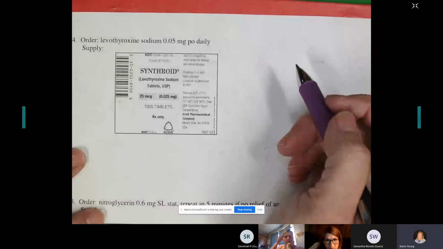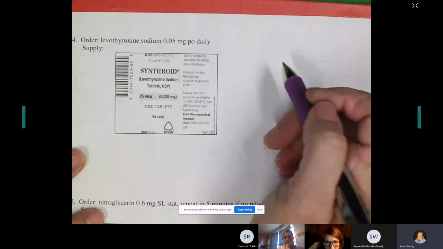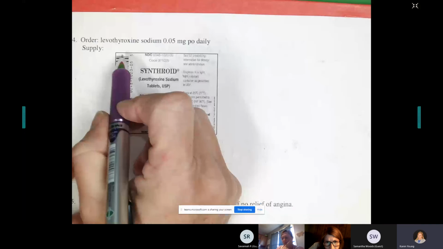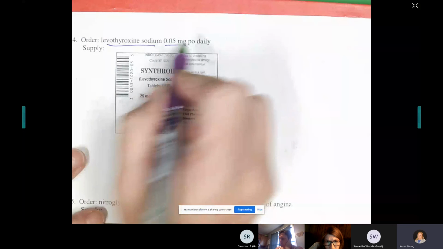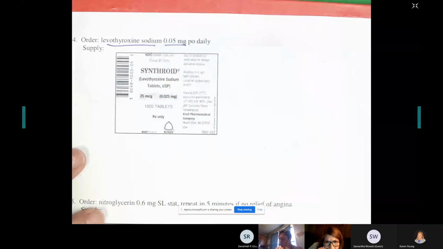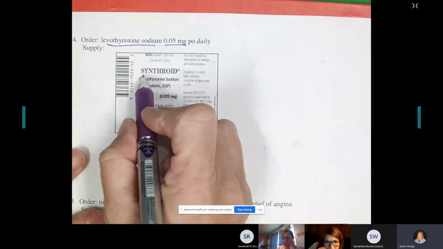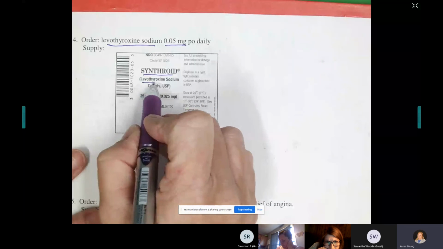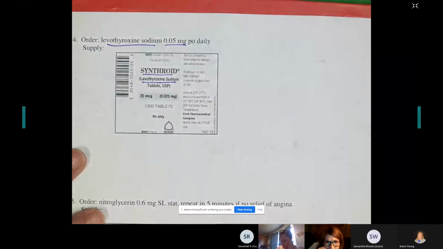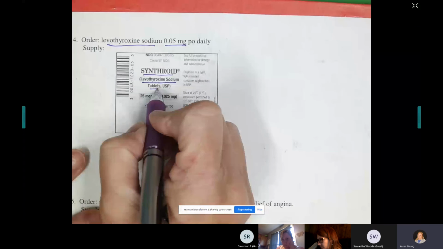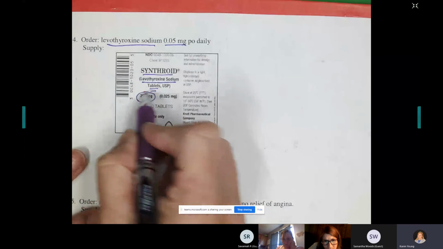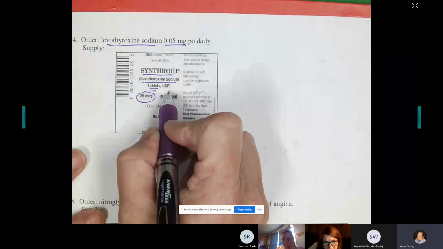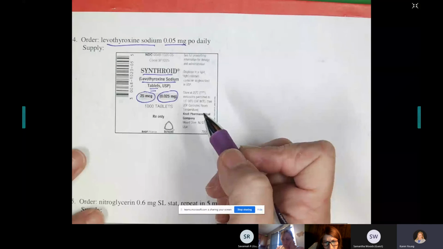All right, so we have an order of levothyroxine sodium, 0.05 or 5/100 of a milligram. My supply is Synthroid, but if you look at the generic, it's levothyroxine sodium. It also says that it's tablets. And then my dosage strength is I have 25 micrograms or I have 0.025 milligrams.